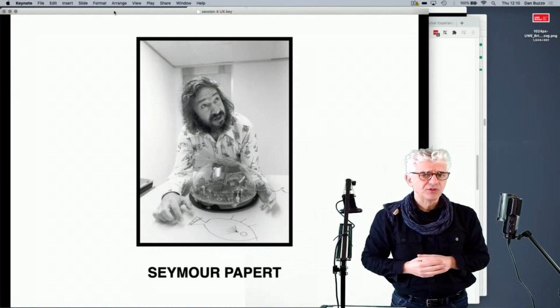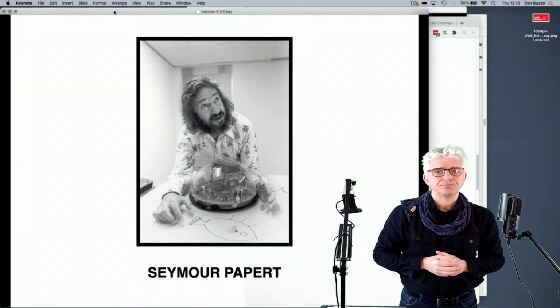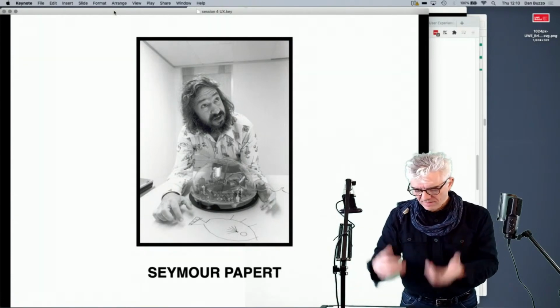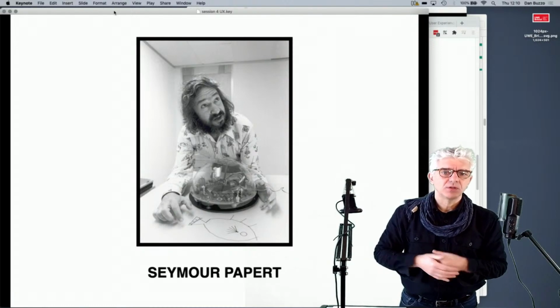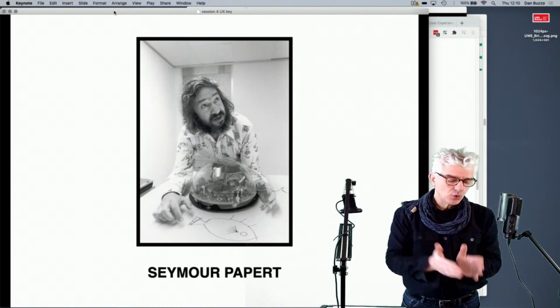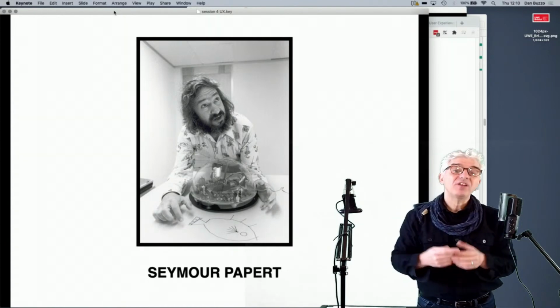And Seymour Papert looked at this and said, well, how do people learn? And we experience the world. We experience the world physically. We experience the world emotionally. We experience the world as an experience. And he talked about learning as an experience. And a lot of it is embodied.